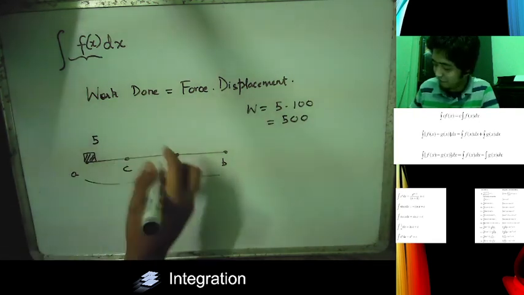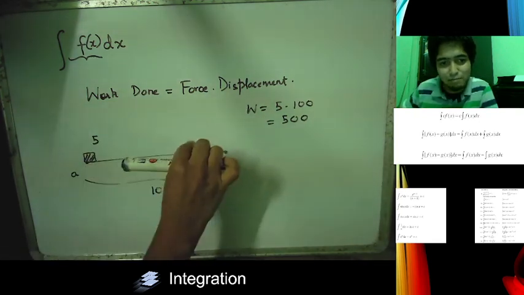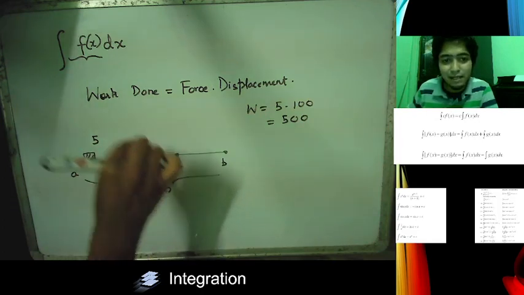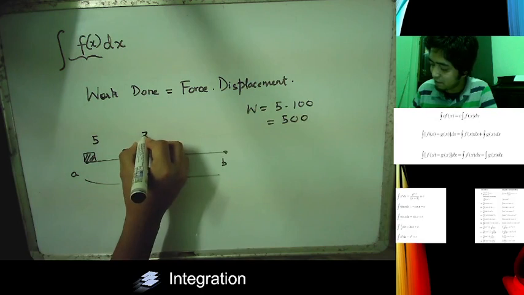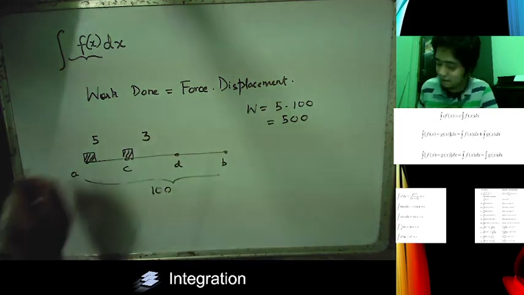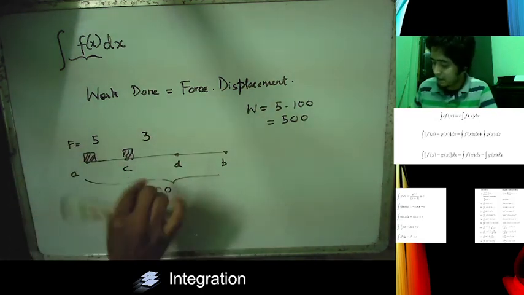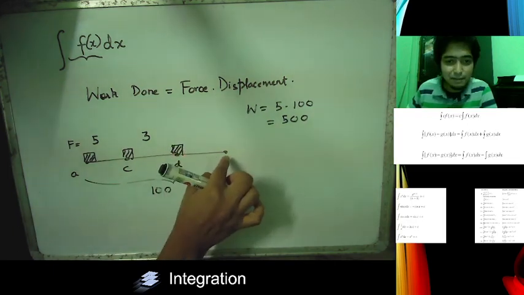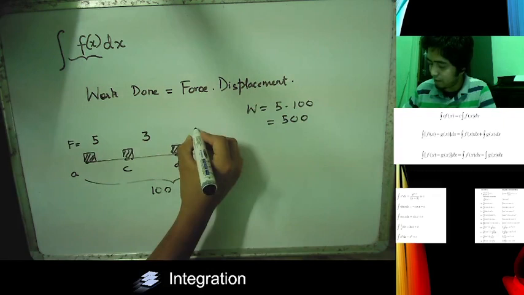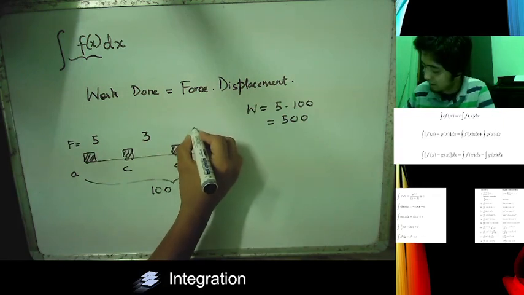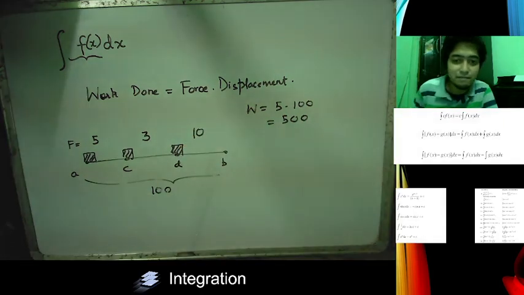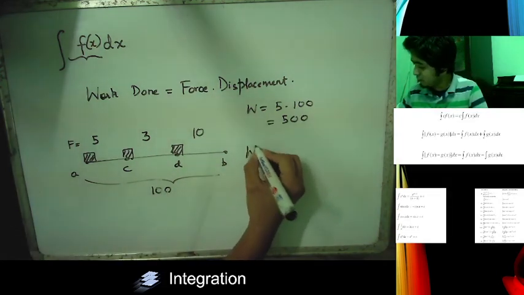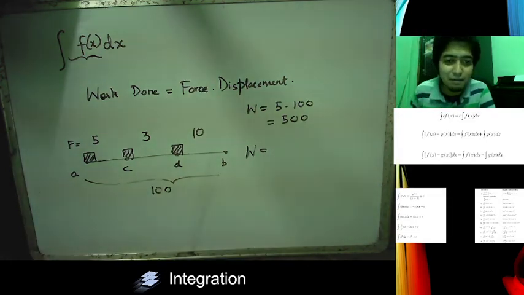And from C to D, when the block is over here, I move it again, but now with a force of, say, 3 units. And from D to B, when the block is here, I move it again until it reaches B. I apply a force of, let's say, 10 units. Then the work done in this case will be how much?